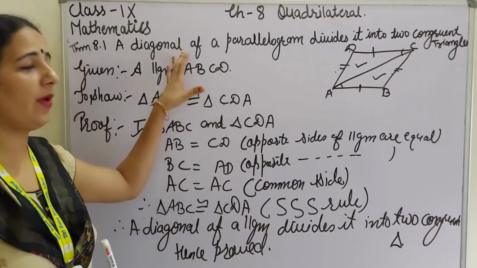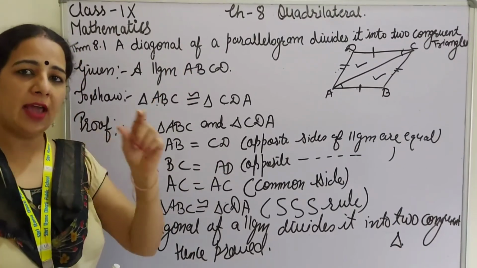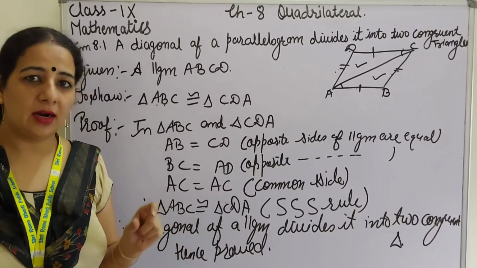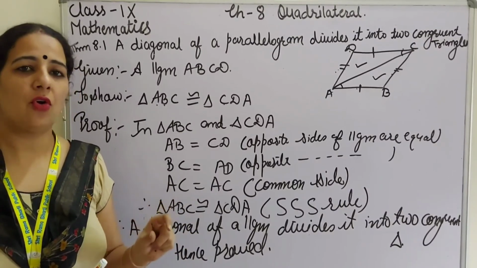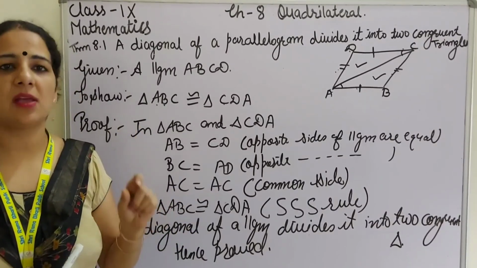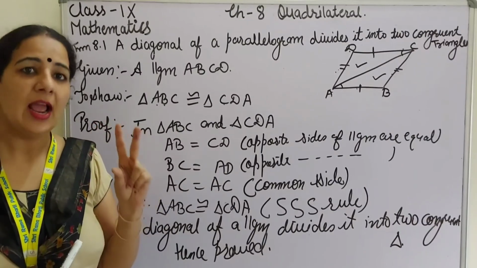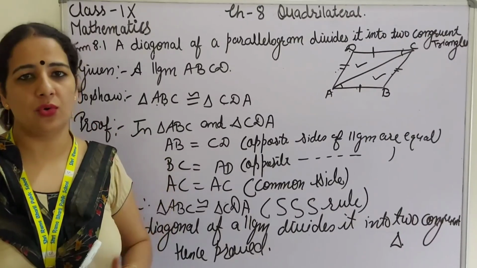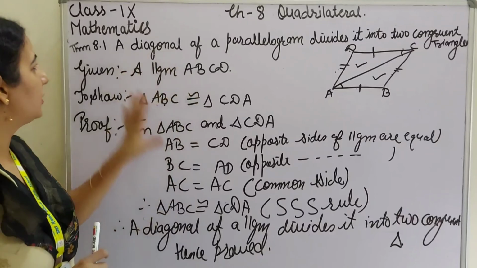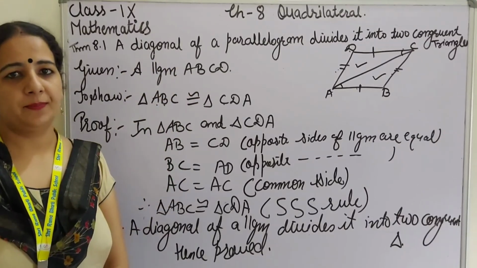Whenever it is required, we can use this: if we have a parallelogram and a diagonal in it, then we can always say that the diagonal divides the parallelogram into two triangles and these two triangles will be congruent. Clear, students? So this is theorem 8.1.